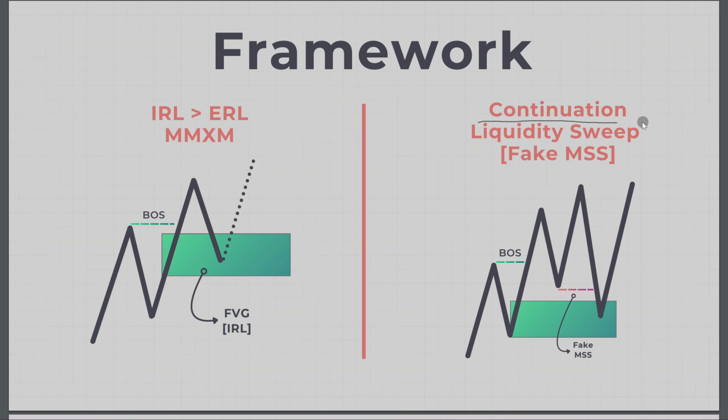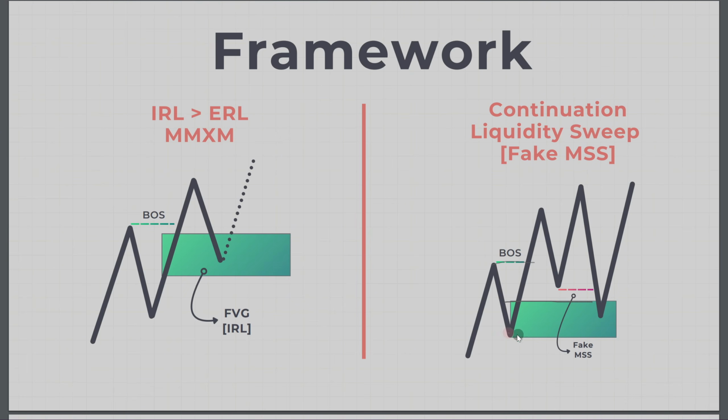The second one is the continuation liquidity sweep, or in other words, the fake market structure shift. Now, a lot of people will see or identify some market structure shift, but then the reality of it, and what they realize after, is that this is a fake one. Now, how do you identify a fake one? This is the way. We look for breaker structure.